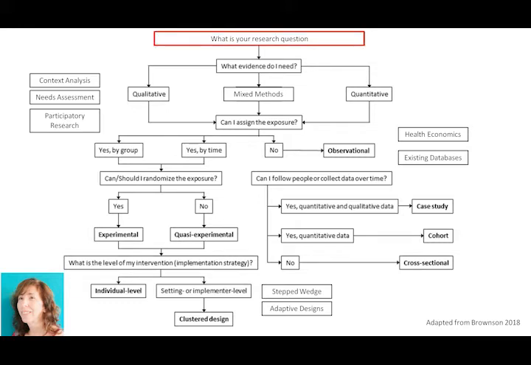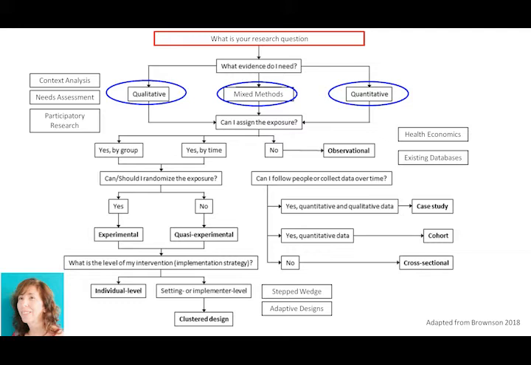And what type of study designs do we use in implementation science? We use a lot of different types of designs. For example, we use qualitative research, which is very useful in context analysis to conduct these assessments. Participatory research is very important in implementation science as well. And of course, we use quantitative designs, and the combination of both, that is, mixed methods.